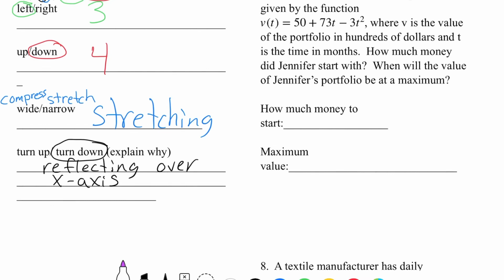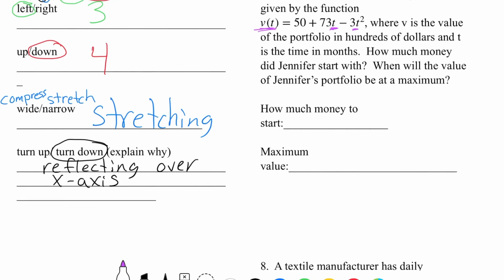Number 7, the value of Jennifer's stock portfolio is given by this function, where V is the value of the portfolio in hundreds of dollars and T is the time in months. So key thing is that T, which you can substitute for X, is going to be your time in months, and then your Y, or your V of T, is going to be your money. How much money did Jennifer start with? When will the value of Jennifer's portfolio be at its max?